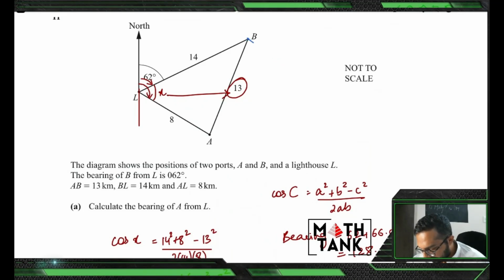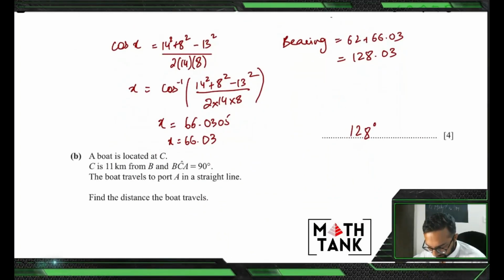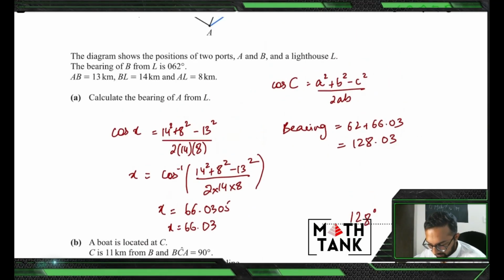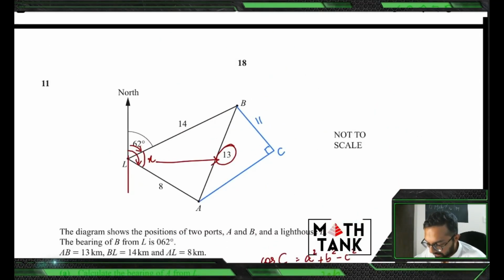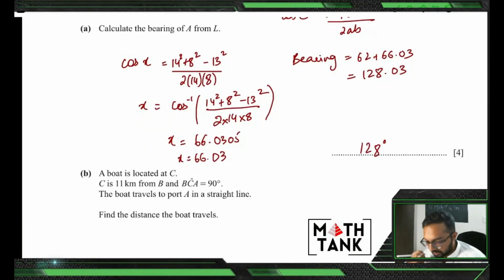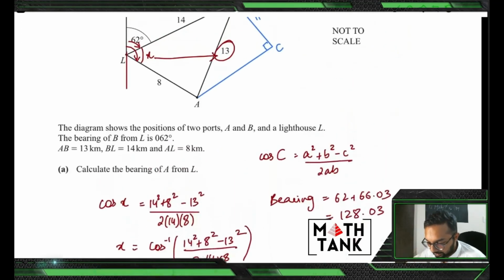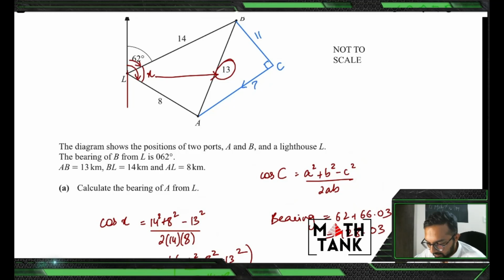So can I say that C should be somewhere here? This is 90 degrees. So let's draw that like that. That's C. And where is C? C is 11 kilometers from B. What is the boat trying to do? The boat travels to port A in a straight line. So the boat is going like that. So I'm asking you to find this.